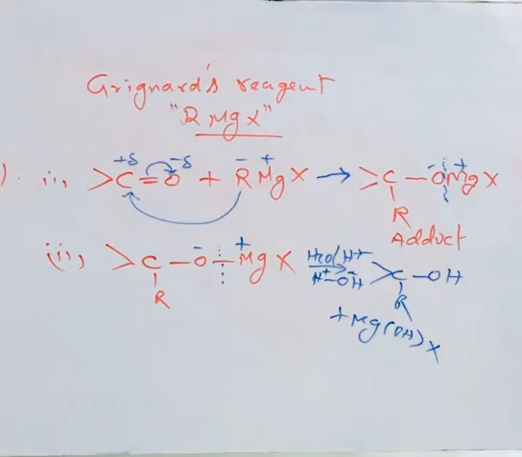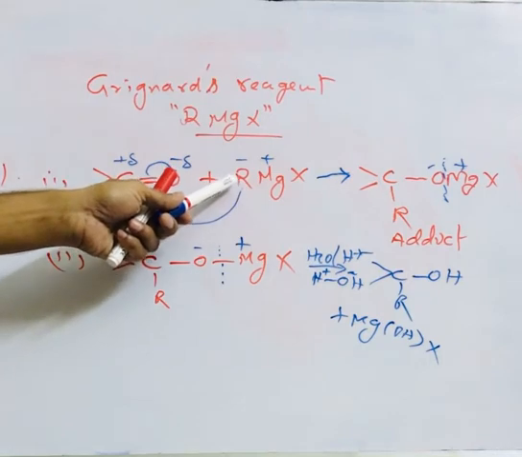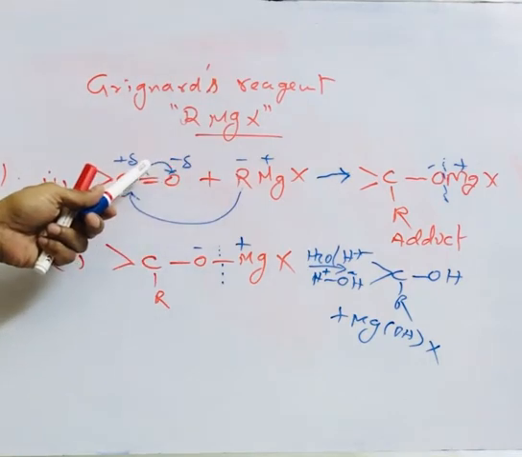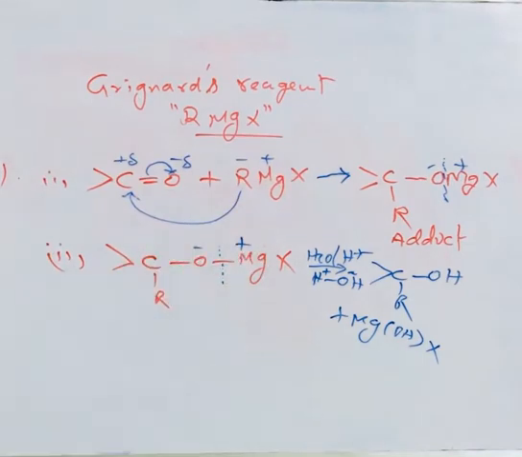alcohols. So the question they asked is the mechanism of this particular reaction. What is that? Addition of Grignard reagent to the carbonyl group of a compound forming an adduct followed by hydrolysis. This is the question they asked, and we can explain it in a similar way. Okay, understood? I hope you understood.